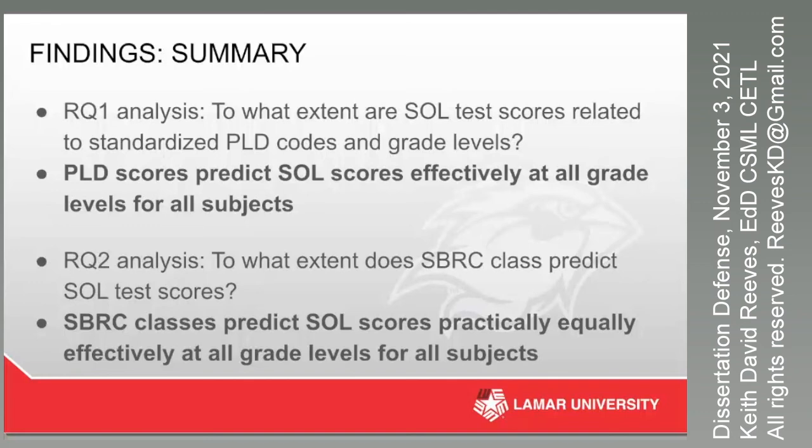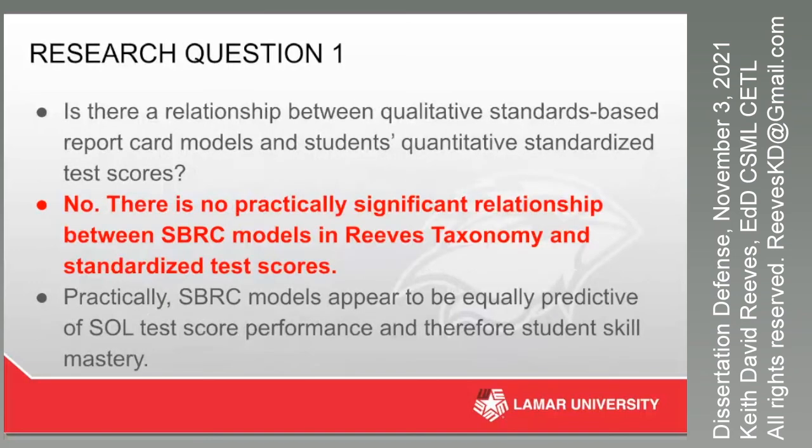So, findings. To answer research question 1, this study investigated the extent to which SOL test scores are related to PLD codes and grade levels, and found that PLD scores are practically effective predictors of SOL scores at all grade levels and for all subjects. To answer research question 2, this study investigated to what extent SBRC class predicted SOL test scores, and found that SBRC classes are practically equal predictors of SOL scores at all grade levels and for all subjects. This means, in toto, that we can now answer the research questions for the dissertation themselves.